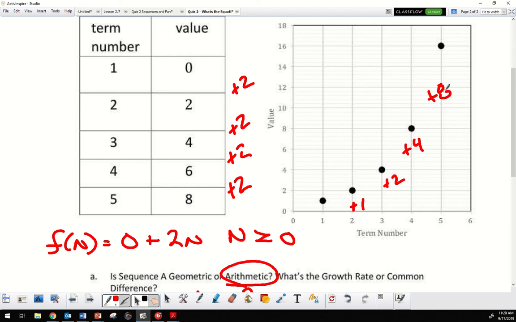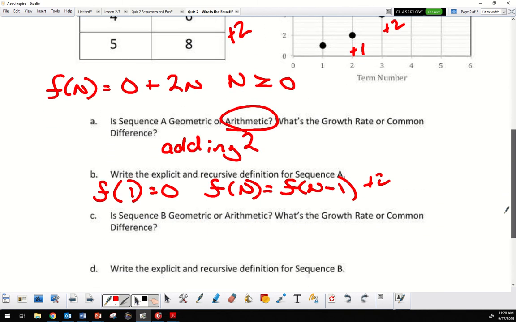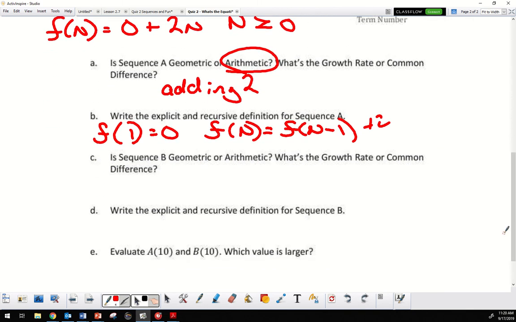Multiplying by 2? Is it multiplying by 2? So it's doubling every time, isn't it? It's multiplying by 2. All right, so now if it's multiplying, is that going to be geometric or arithmetic? So that one's going to be geometric. Okay, growth rate, I would say times 2, right? So it's going to be times 2. Explicit and recursive of this one.